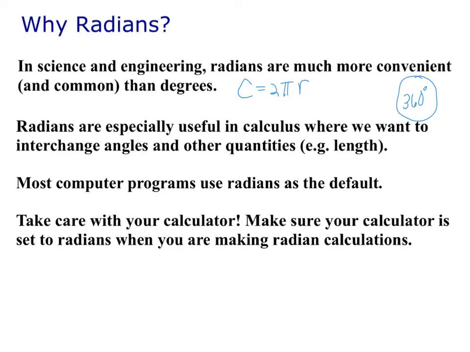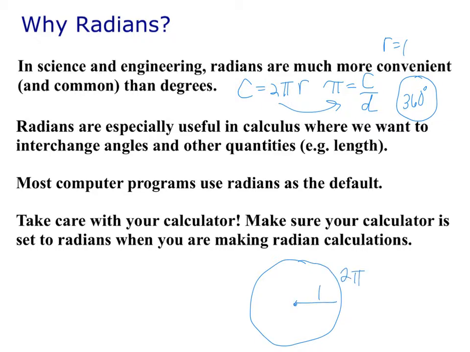because pi is defined to be the circumference of any circle divided by its diameter. Okay? And you can derive these two formulas from each other. Well, okay, say your radius is 1. Then that means that the circumference of a circle with a radius of 1 is going to be 2 pi.